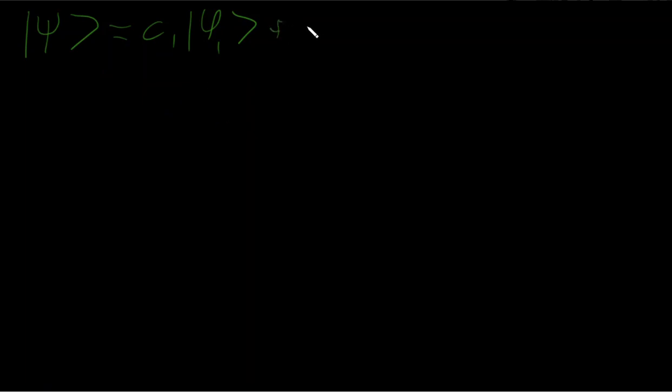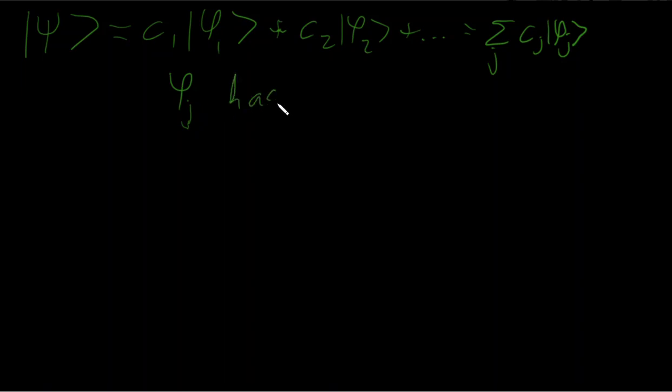We can generalize this. This is C1 phi1 plus C2 phi2 plus dot dot dot, which is the same thing as a sum over all possible values of j of C sub j times phi sub j. For all possible values of j, so we can have one state, two states, three, four, however many, up to an infinite number. And phi sub j has some observable Q equal to little q sub j.